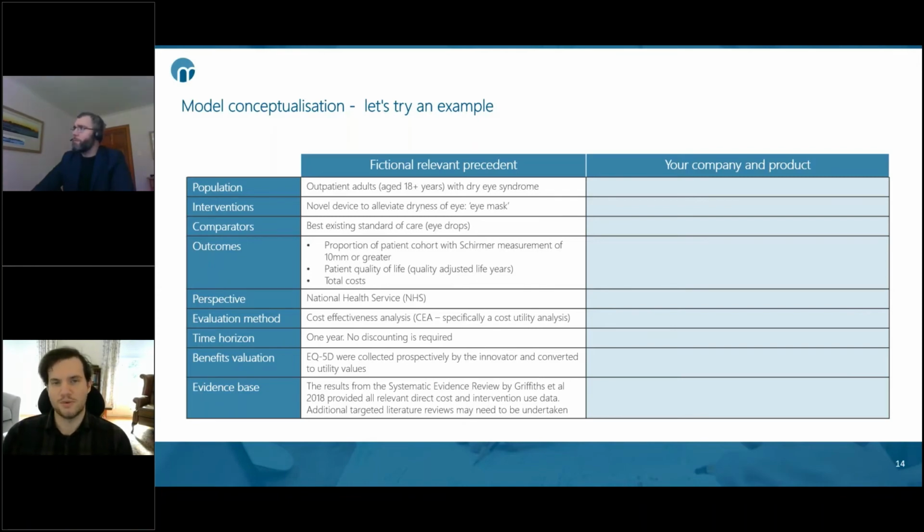So this is a fictional product. The target population is adults with dry eye syndrome. The intervention is a novel device to alleviate dry eye. It is an eye mask, so rather nice, simple, contained. The comparator would just be current practice, standard of care, because there are no other devices currently on the market or in practice to address dry eye.